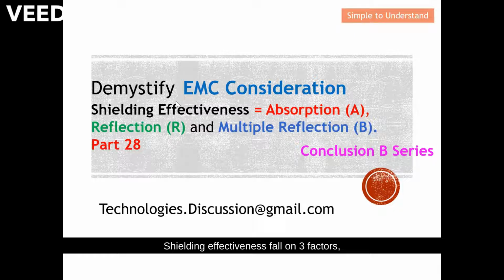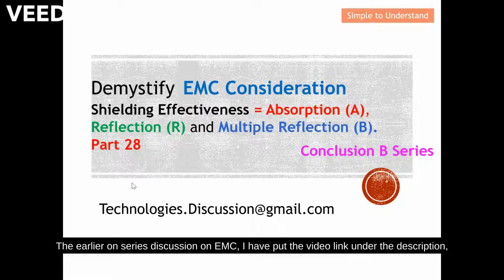Shielding effectiveness falls on three factors: 1, absorption; 2, reflection; and 3, multiple reflection. This will be the part 28 series discussion. For the earlier series discussion on EMC, I have put the video link under the description. So please look at the videos if you're keen to know more about EMC.